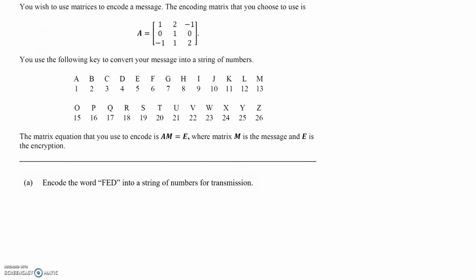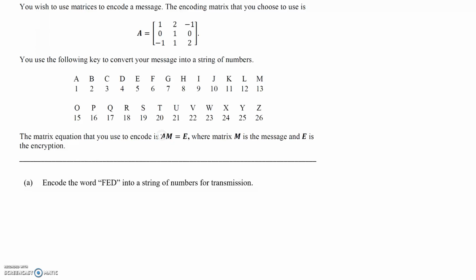So you wish to use matrices to encode a message. And there are three things you need to be able to do this. The first is the encoding matrix that you choose to use, which we've been given. The second is the key, which converts between letters and numbers. It tells us that we're going to use the following key to convert the message. And the last one is that you need the matrix equation.